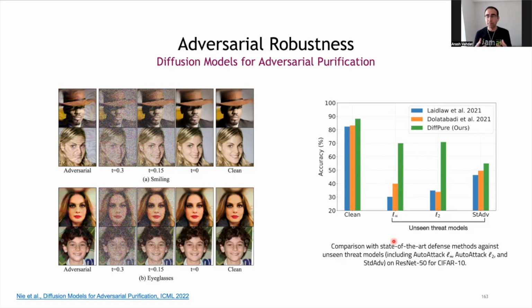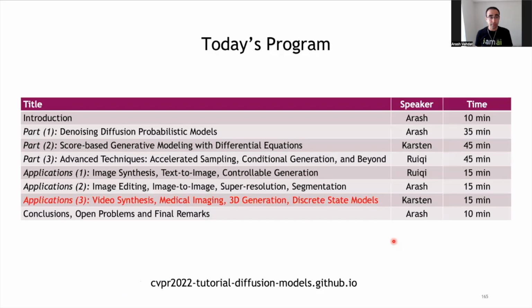And we believe that, in fact, diffusion models can be very strong models for designing adversarial purification techniques. This is primarily because diffusion models can generate very high quality images and potentially can be used for removing all the artifacts that are generated by adversarial perturbations in images. This brings me to the end of the second part of applications. Next, Karsten will continue with the third part of applications. Thanks.